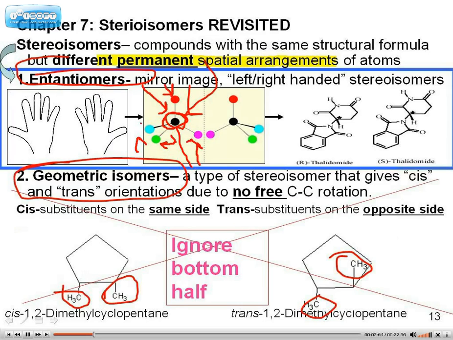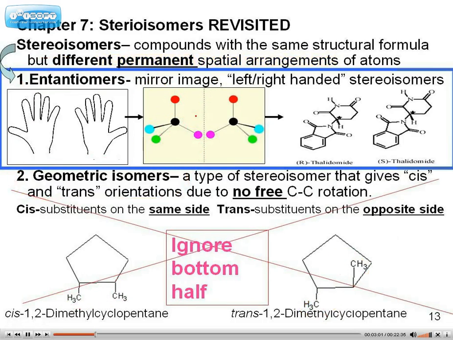So, here we have a molecule with a chiral carbon, and we say that this is an enantiomer because if we were to place it near a mirror, its reflection would be this molecule to the right. So, these are termed mirror image stereoisomers. Mirror image stereoisomers. That's the term for them.